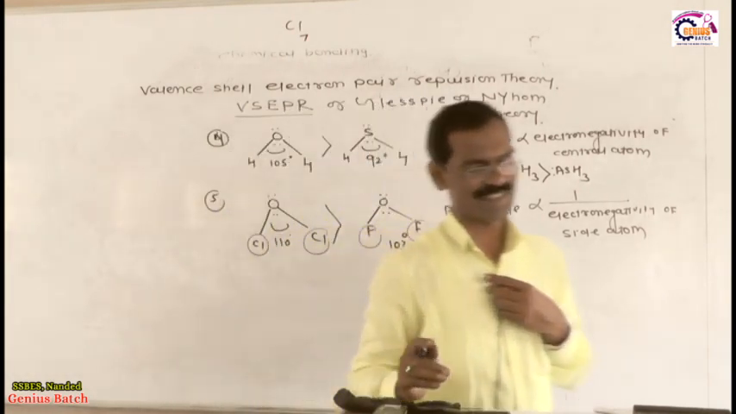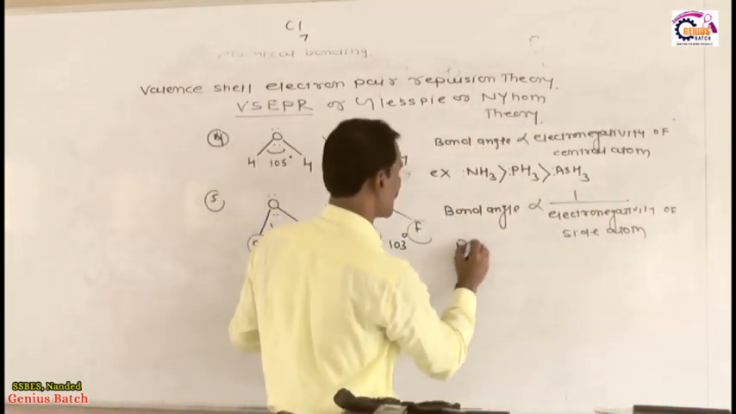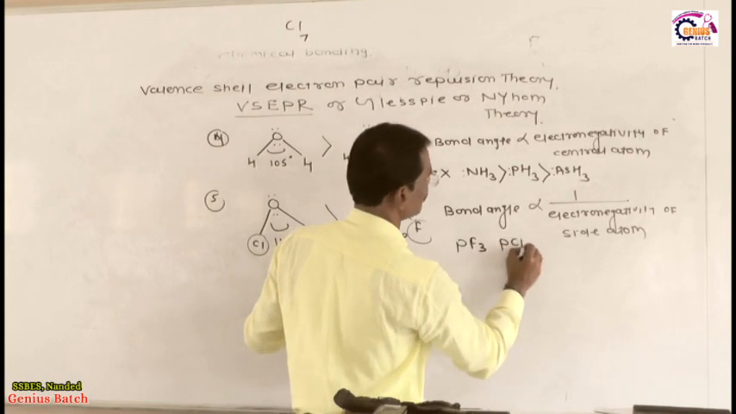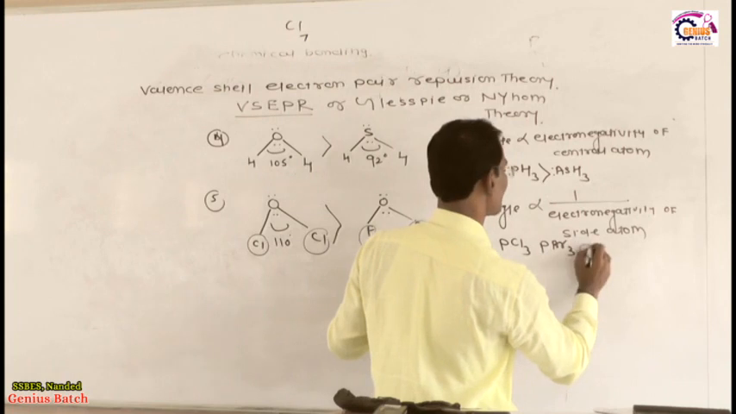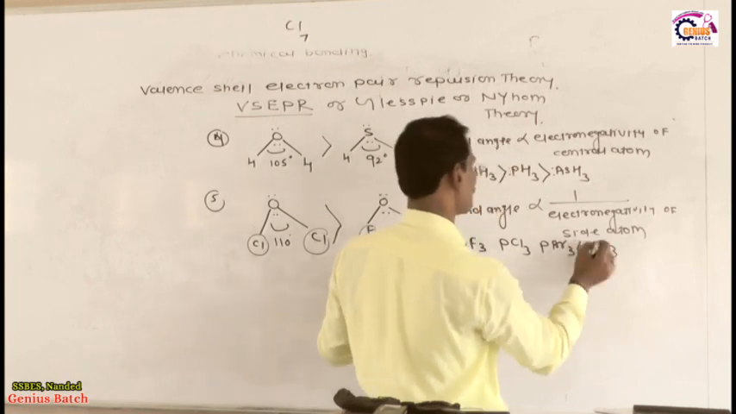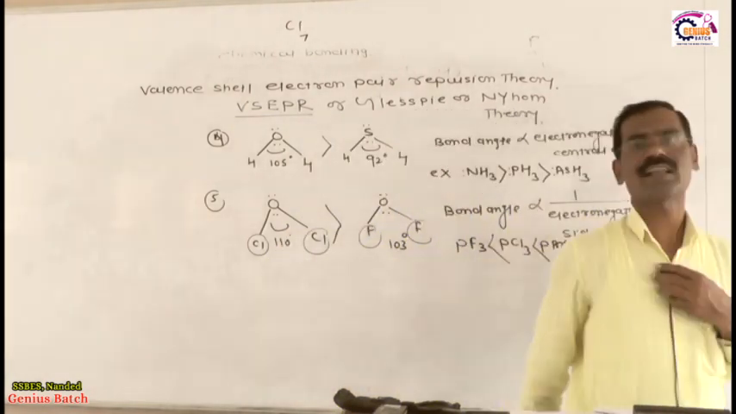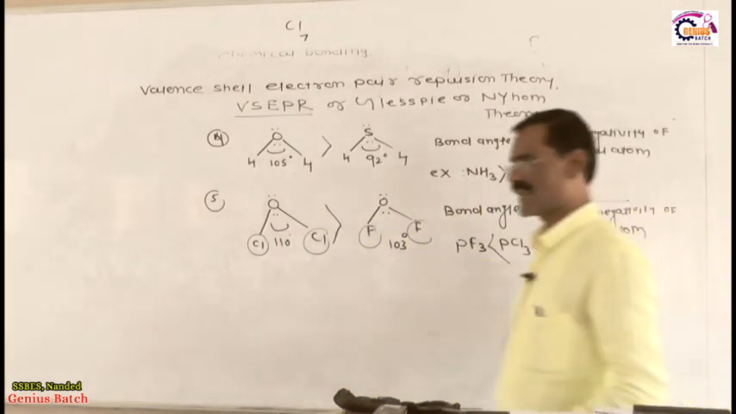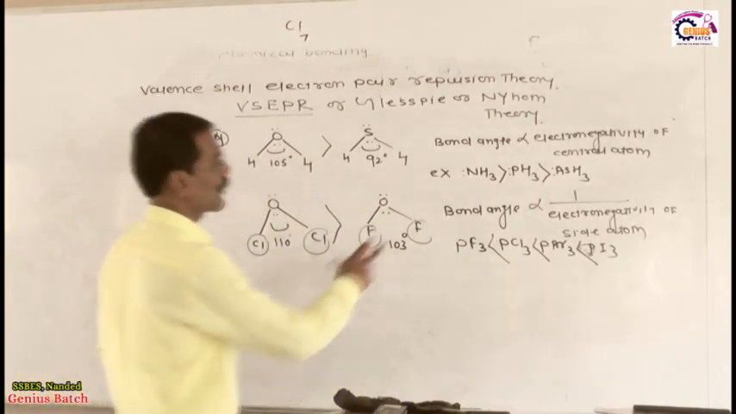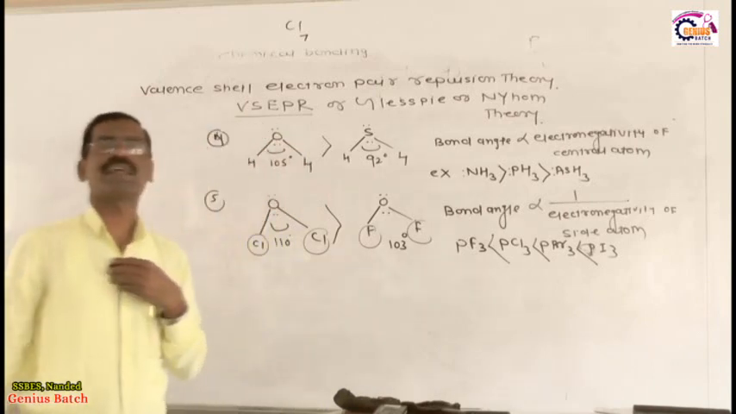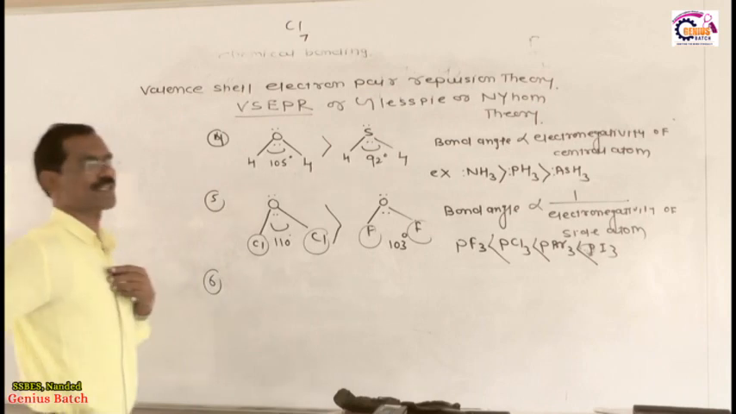This is a very interesting case I am discussing with you. For example, I have PF3, I have PCl3, I have PBr3, I have PI3. Then the bond angle of PI3 is greater than PBr3, which is greater than PCl3, because the central atom is the same and the side atom is different. If we have the same central atom and different side atoms, then the bond angle is inversely proportional to the electronegativity of the side atom. Keep in your mind, this concept is also very important to you.